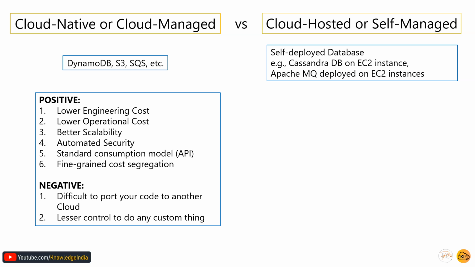The other negative thing could be lesser control to do any custom stuff, because for all these managed services, you do not get access to the operating system, right? For example, you cannot say, AWS, please give me access to the operating system where your S3 service is hosted, or give me access to the operating system of those machines which actually build your DynamoDB, right? Or even your RDS for that matter. So you cannot get access to the OS level, and hence very little control is there to do anything custom, right?